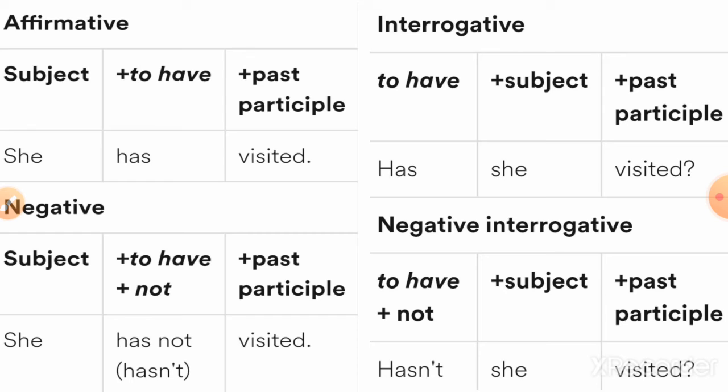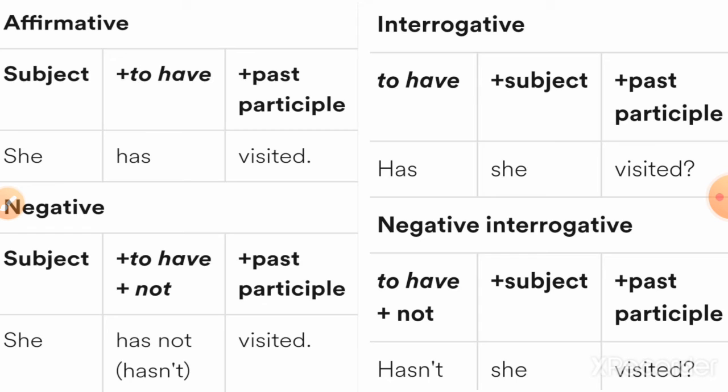Affirmative sentence, negative sentence, interrogative sentence, negative interrogative sentence. She has visited. Affirmative sentence, positive statement. She has not or hasn't visited. Negativity, because we have used here not. Interrogative, we have placed helping verb before subject. Has she visited? In this sentence there is a question.